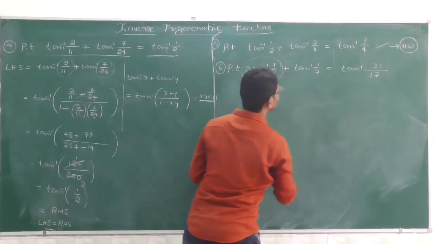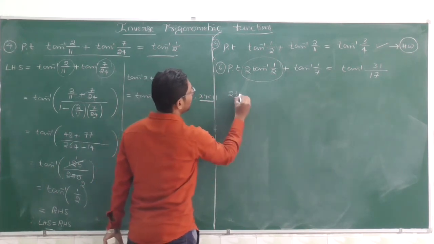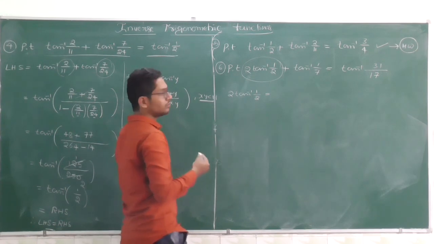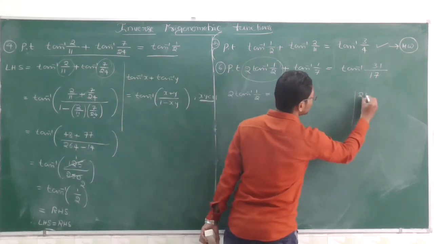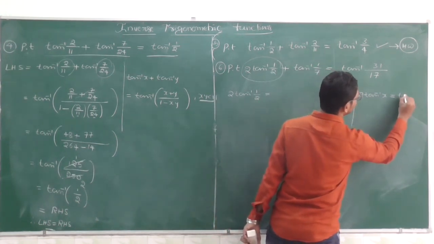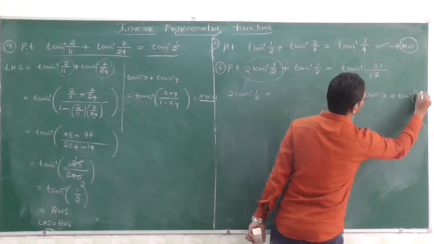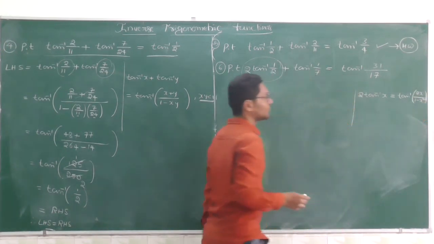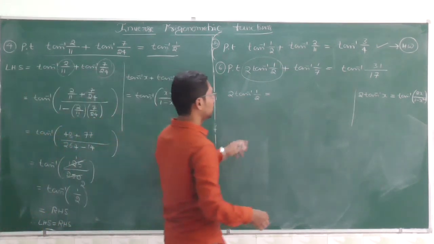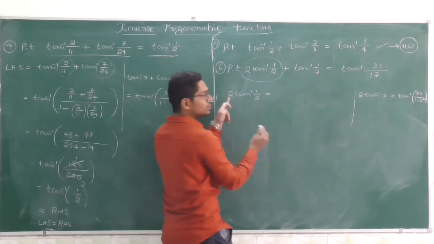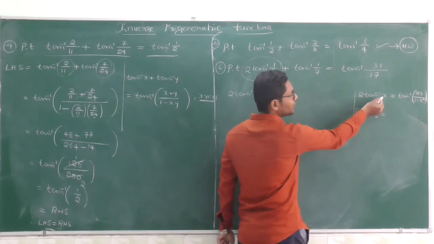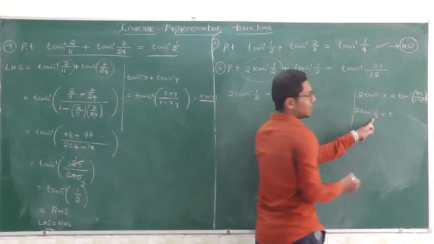Here itself, I will do 2 tan inverse of 1 by 2 equals to. For 2 tan inverse x, we have the property: tan inverse of 2x by 1 minus x square. Now what about 2 tan inverse of 1 by 2? In place of x we have 1 by 2. We just replace x with 1 by 2.